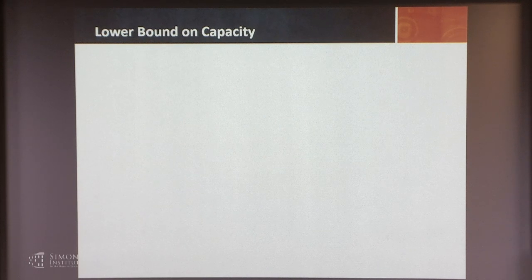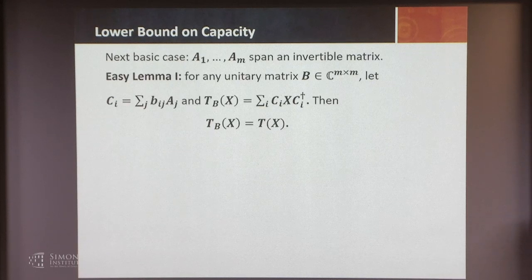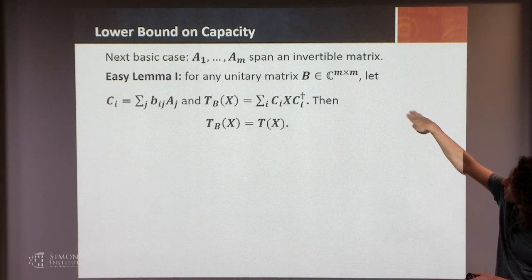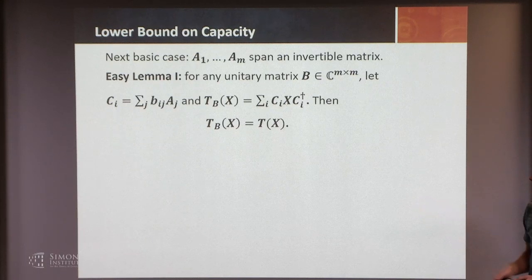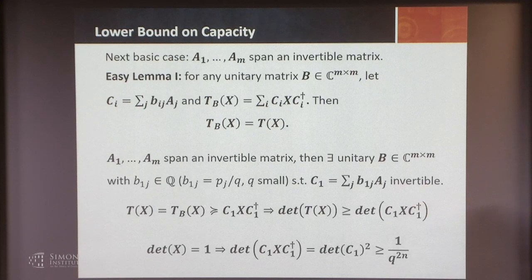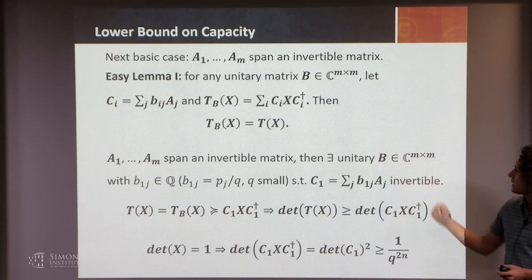Now, what is the next basic case? Suppose that A1 up to AM span an invertible matrix, which Leonid also did in his paper. Then an easy lemma is, if I pick a unitary matrix B, and make these matrices Ci, which are the linear combinations with the coefficients of the ith row of the matrix B, then this operator TB is equal to my operator T of X. This change of basis preserves my operator; my quantum operator is exactly the same. Now, if they span an invertible matrix, then you can cook up a unitary matrix B.